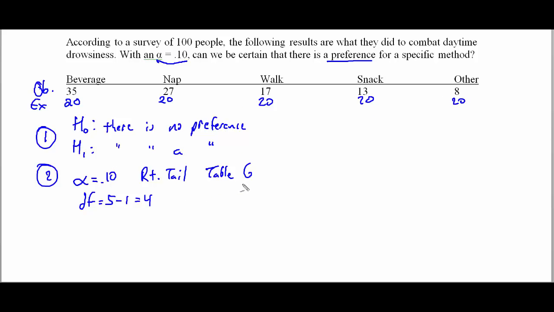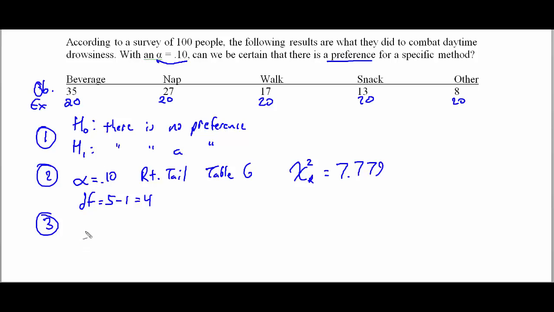So at 4 degrees of freedom, looking at a right tail at table G, our chi-squared right critical value is going to be 7.779. So if we're further to the right than 7.779, then we are going to be in the critical region, and we can reject the null hypothesis that there is no preference.